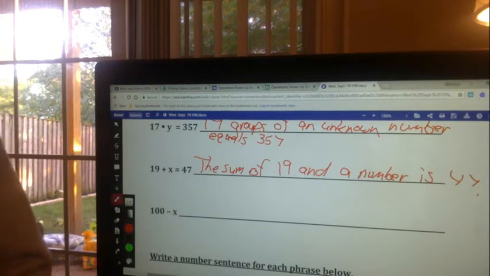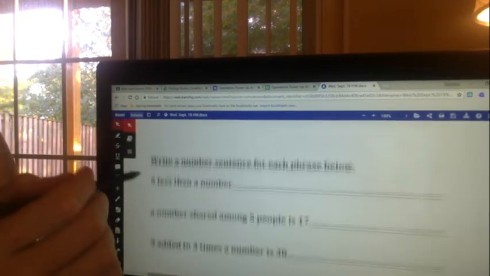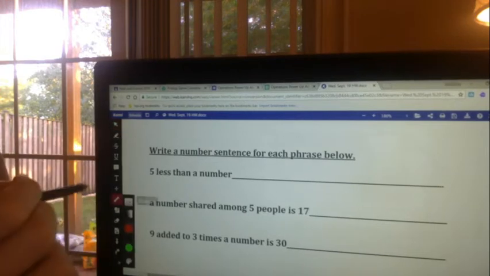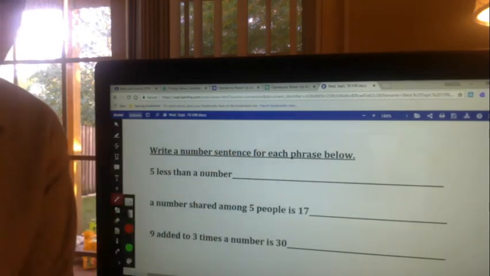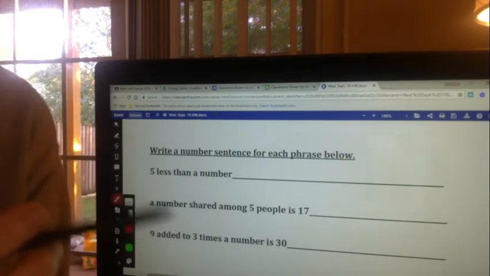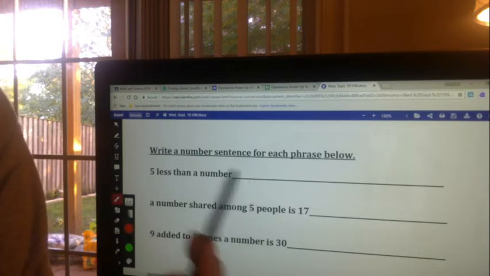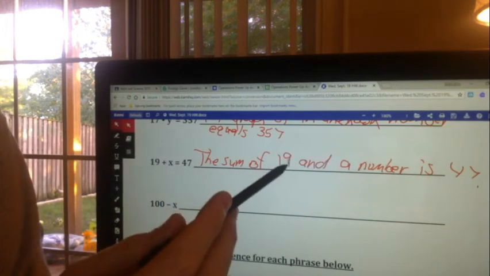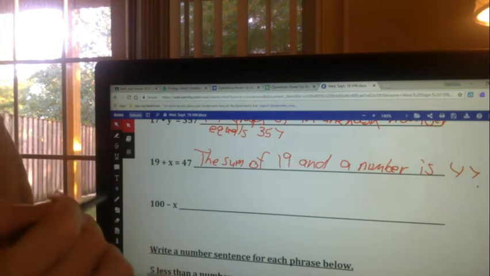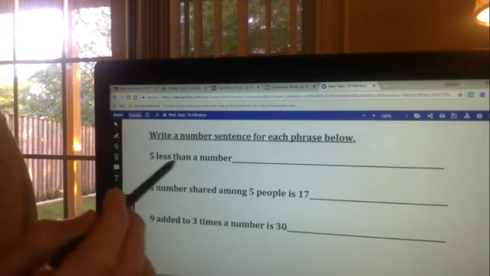All right. So we're going to scroll down. I'm going to let you do the last one. The bottom directions say, write a number sentence for each phrase below. So this is kind of opposite of what we just did. This time it's giving us the phrase, and we're writing the number sentence. So it's like taking this, and it's giving us this, and it's asking us to find this. The first one says 5 less than a number.